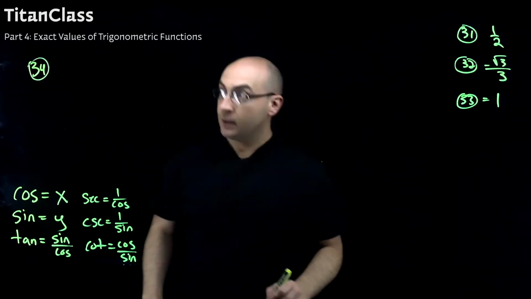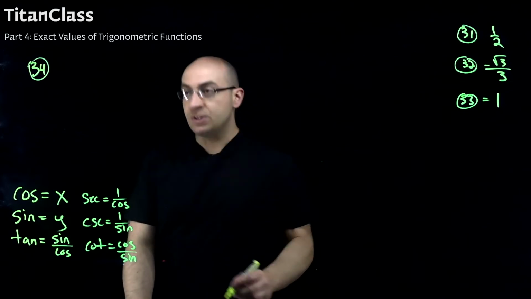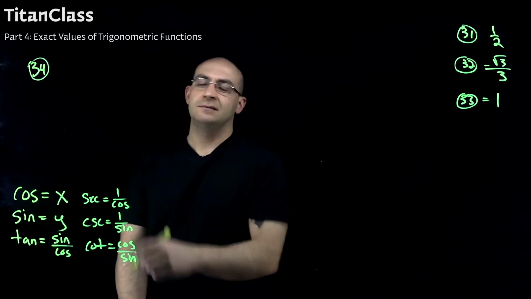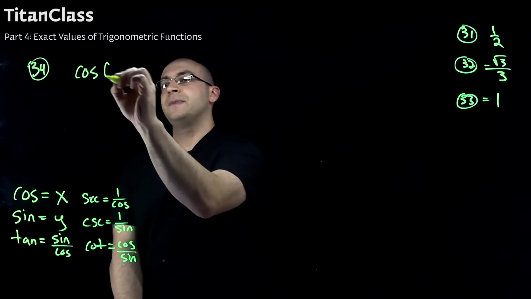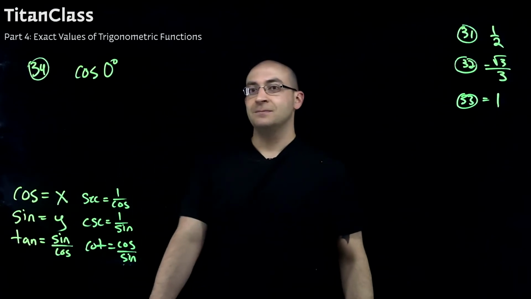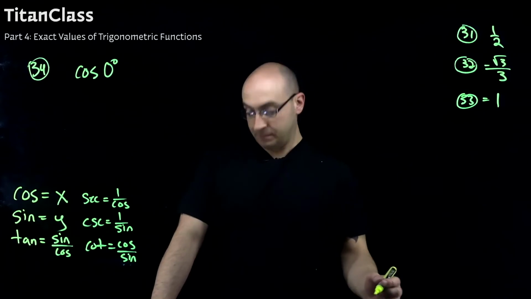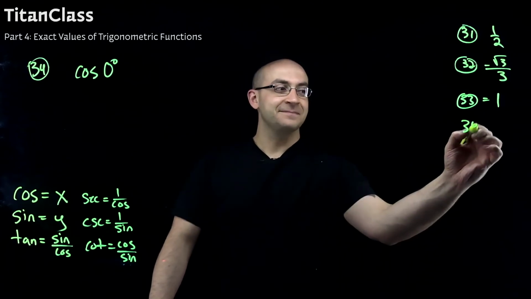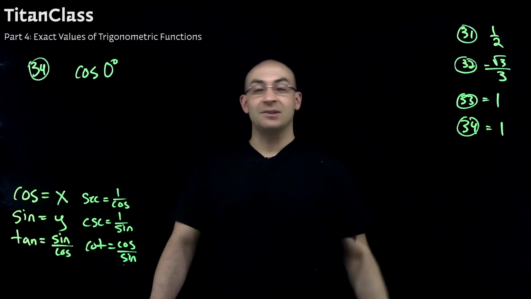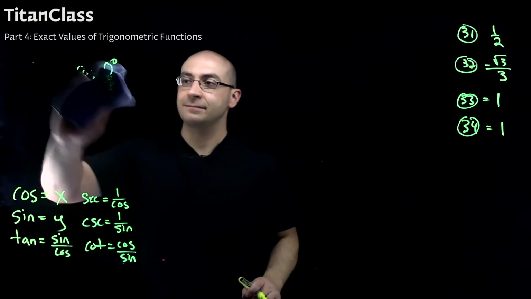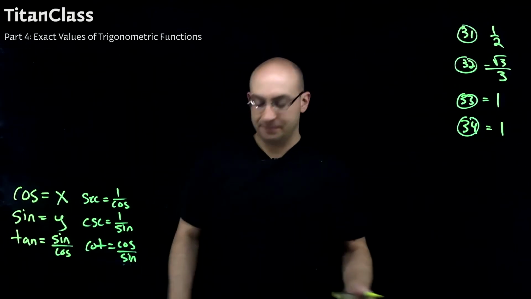Hope not. 34. Cosine of 0. Really? Whatever. All right, well, what's the x value at the 0 degree mark? It's 1. Because the unit circle has a radius of 1. I should have changed that.